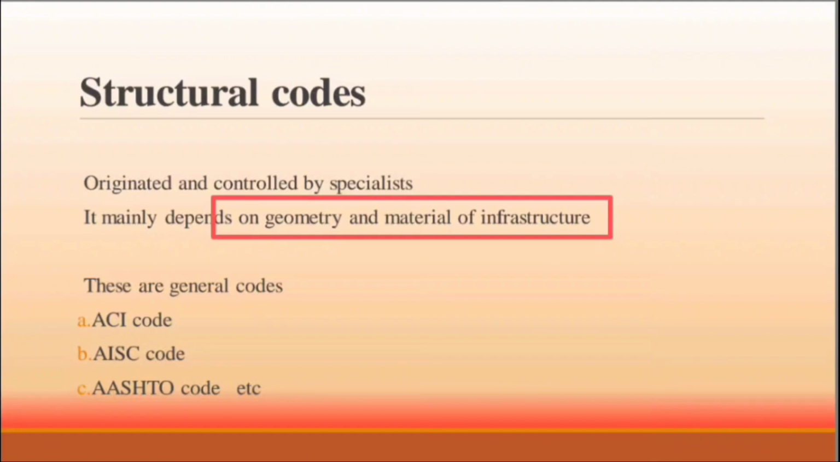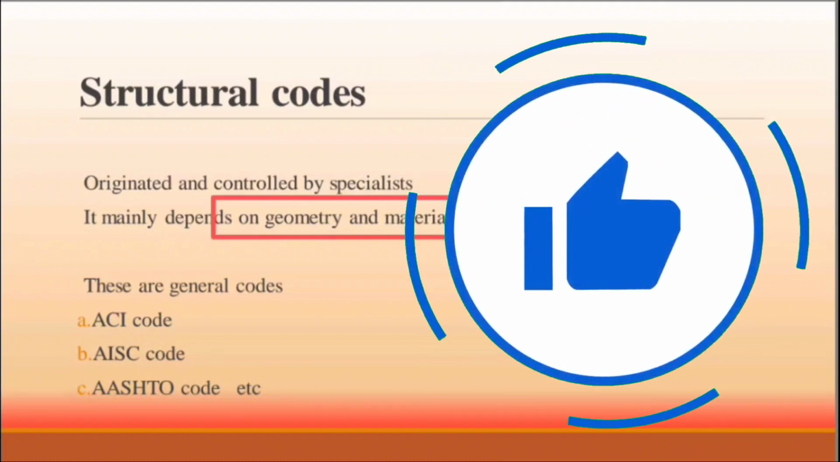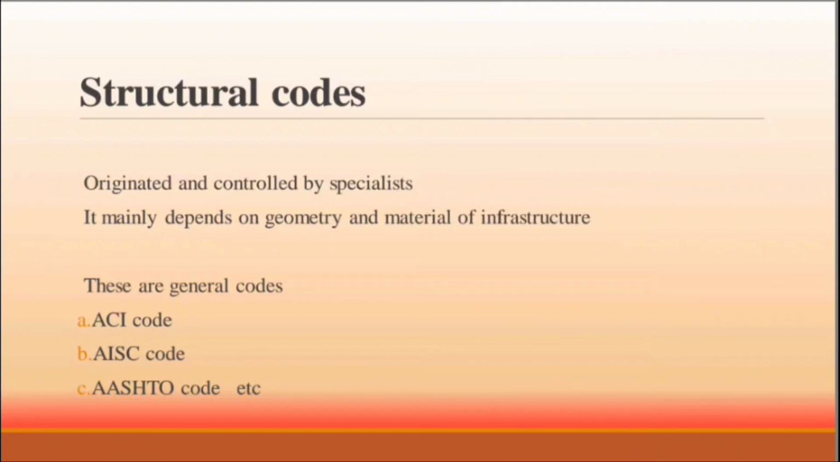A structure is any assembly that supports load. A structure can be made of concrete or steel. These are the international codes, also called general codes. These codes are the ACI code, American Concrete Institute; the AISC code, American Institute of Steel Construction; and the AASHTO code, American Association of State Highway and Transportation Officials.